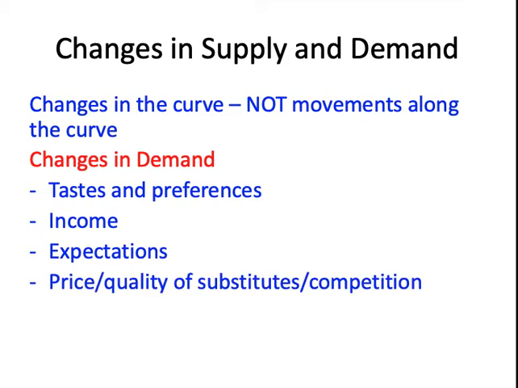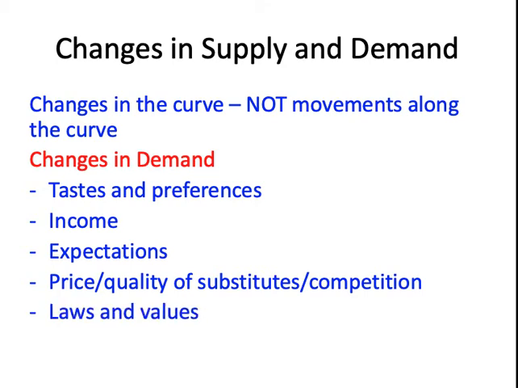Next, price and quality of substitutes or competition, right? If we have a product that has a similar comparable, and the price of that product goes up or down, it's going to change my demand for the current product that I consume, right? I used the example of Pepsi and Coke, right? If I don't care that much either way between Pepsi or Coke, if the price of Coke goes up, my demand for Pepsi may increase. If the price of Coke goes down, my demand for Pepsi may decrease, right? So demand is impacted by substitutes or competition.